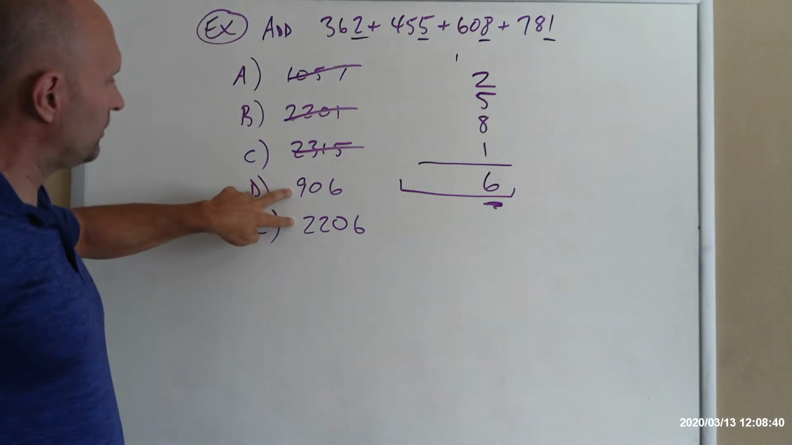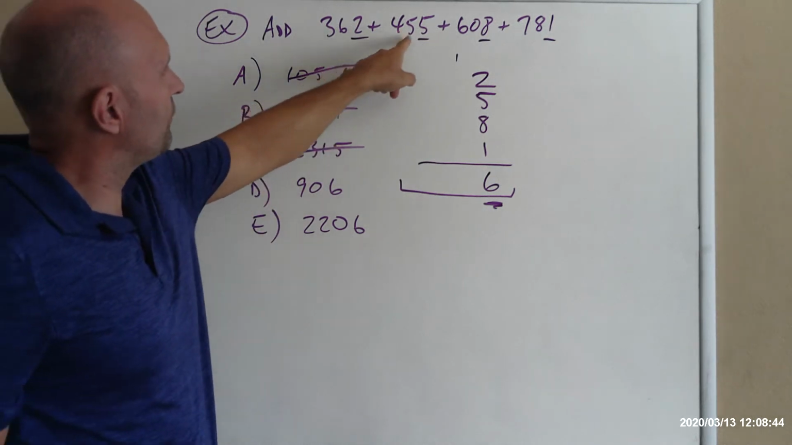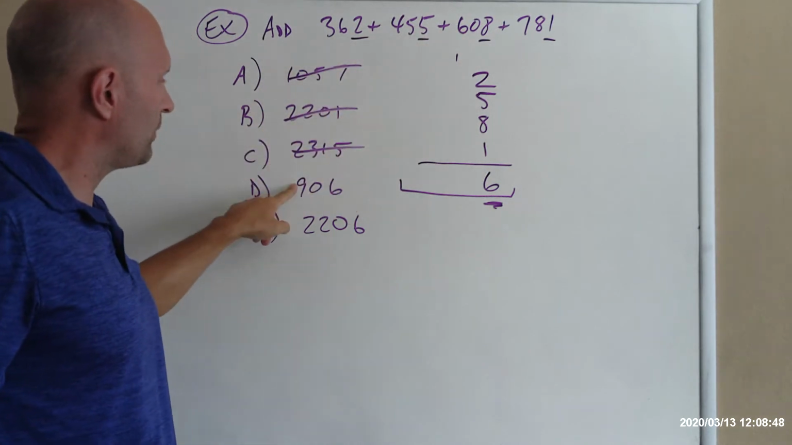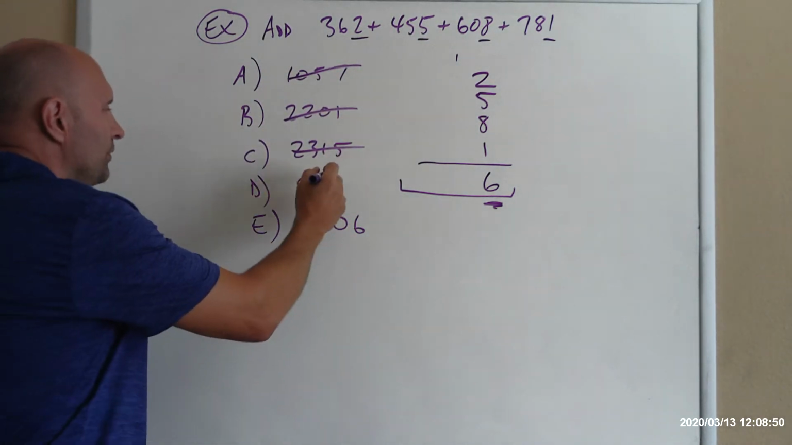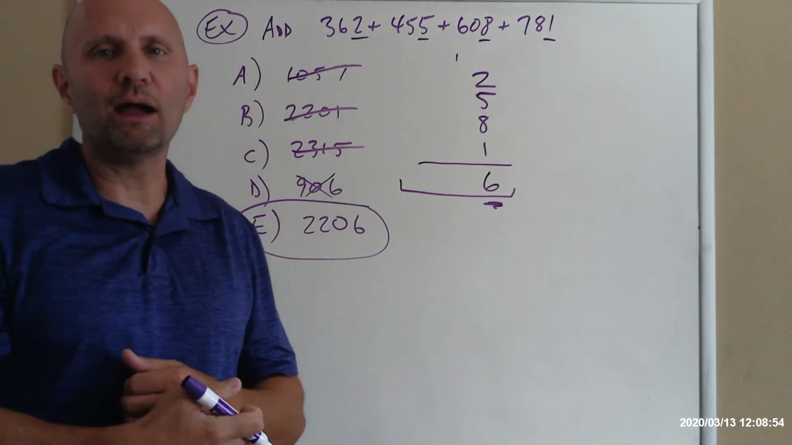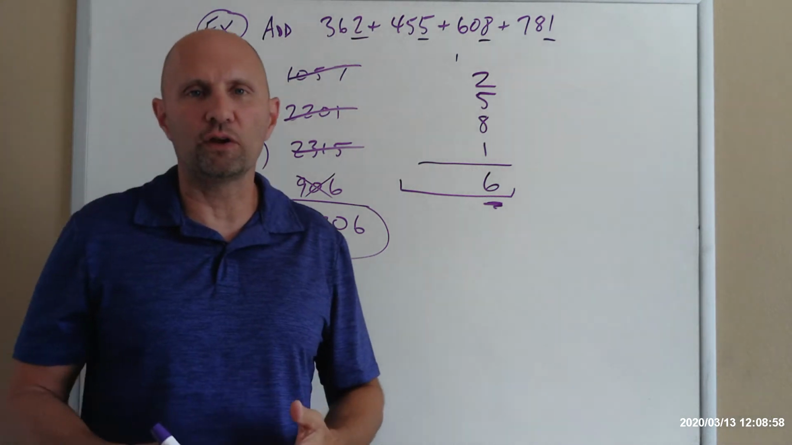So it comes down to these two. But if we look at 906, well, if I just look at these guys, 400 plus 600 is 1,000. It's already over 906, so this can't be the possible answer. So without having to do any calculations, I know the answer would be 2206.